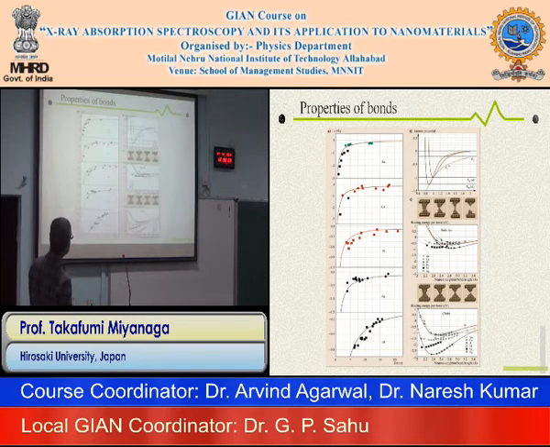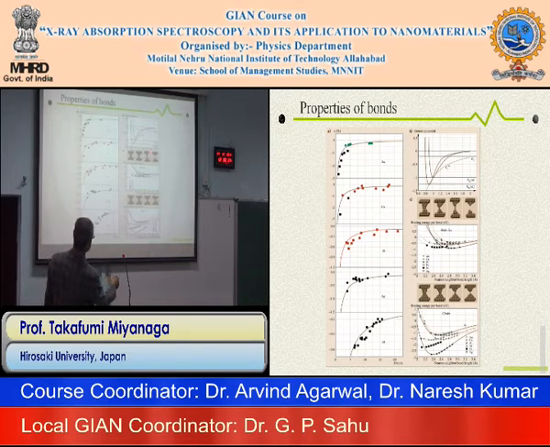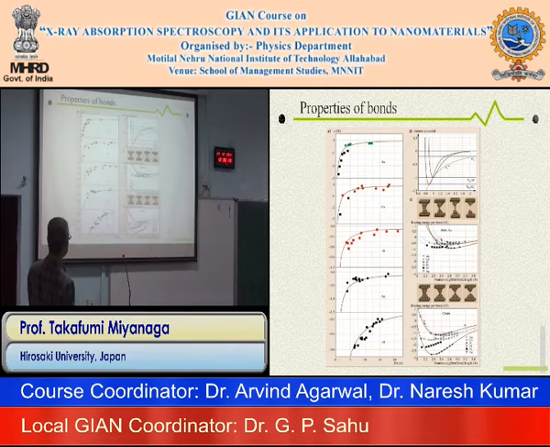This is a model calculation of the strength of the interatomic distance. In this case, the bond is very strong, so a chain is produced. But in this case, at the bottom, there is no more bond in the very small particles. This is a very typical property of nanoparticles.